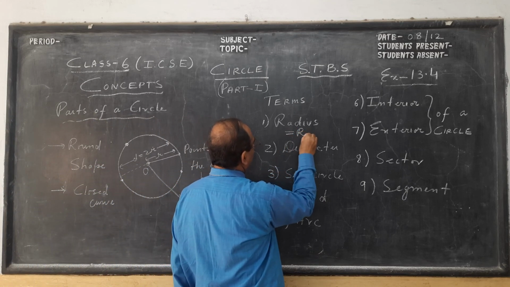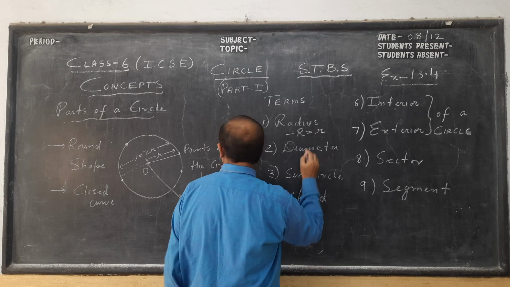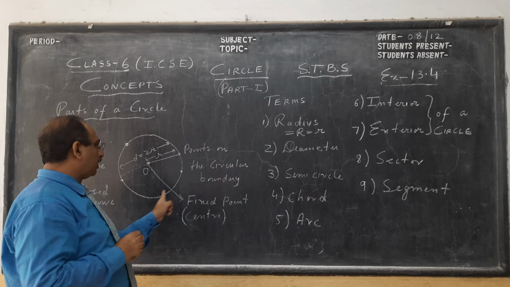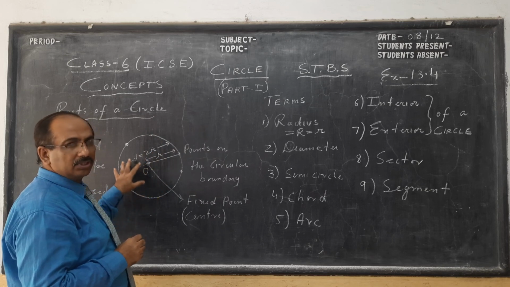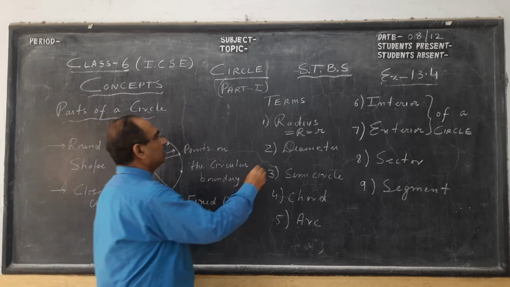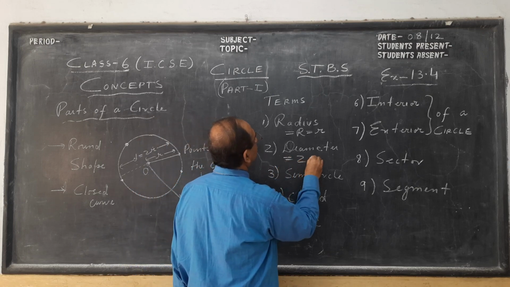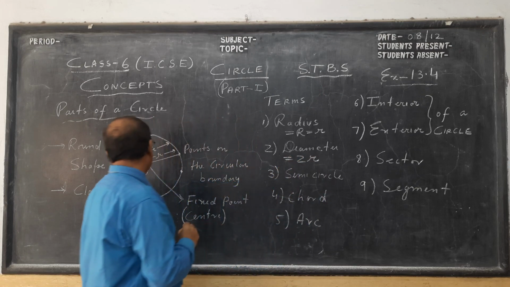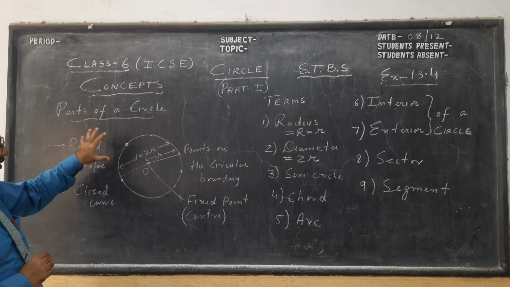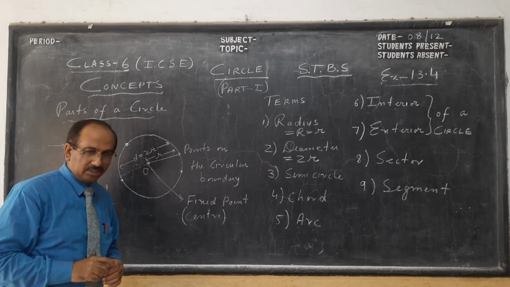Radius we represent by capital R or small r. It is the distance from the center of the circle to the boundary. It's fixed. All the radii of the circle, radii is the plural of radius, are all equal, and the diameter is twice the radius. Okay, so this was about what is a circle, what is radius, and what is diameter.